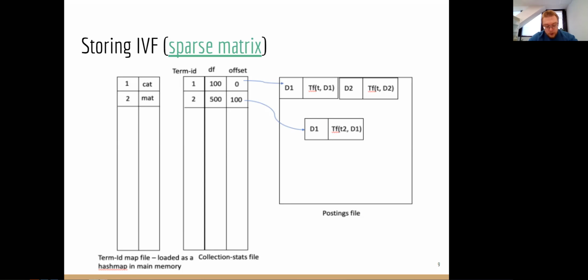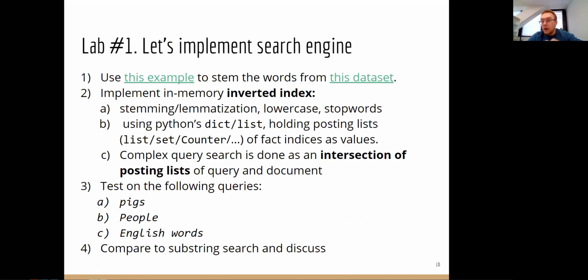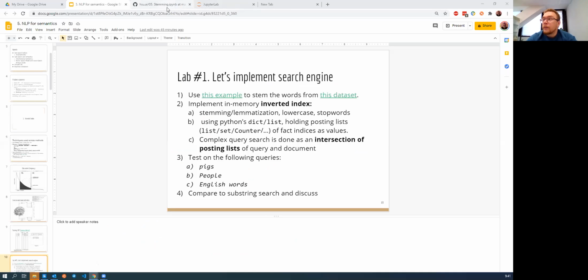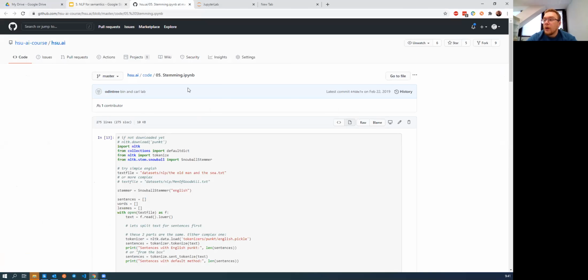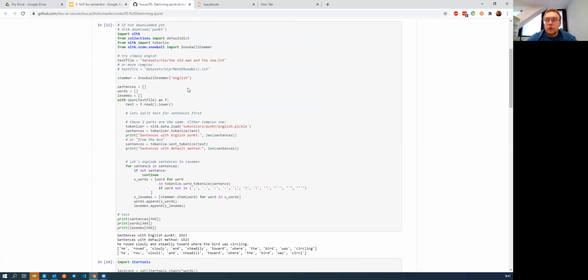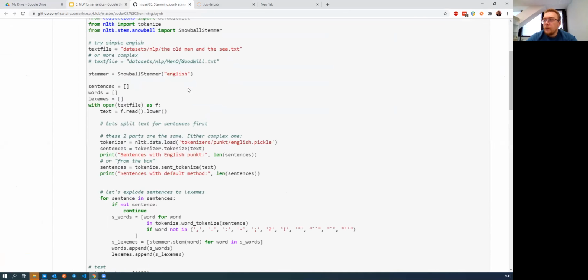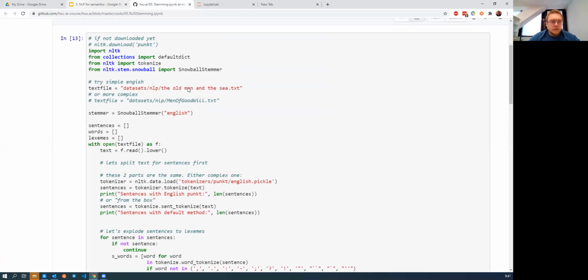Okay, so let's move forward. I would like you first to study the code and then solve a simple task. Here is the code, I hope you can see it. It's the code which shows how to use stemming and tokenization with the NLTK library.